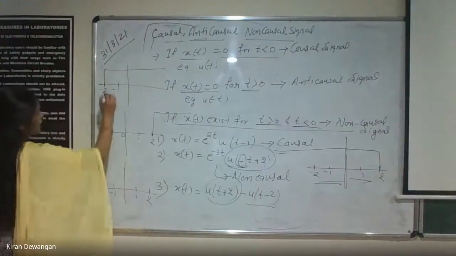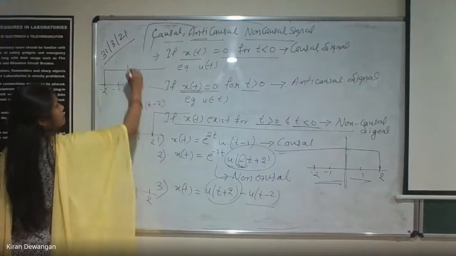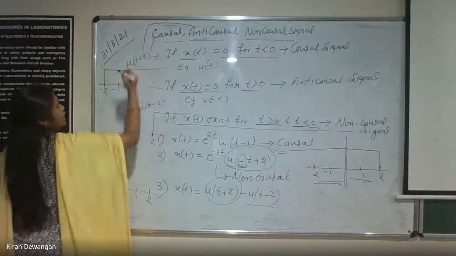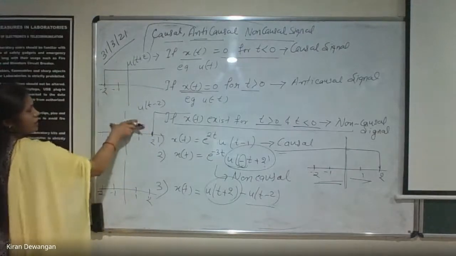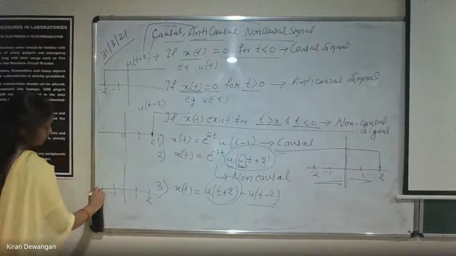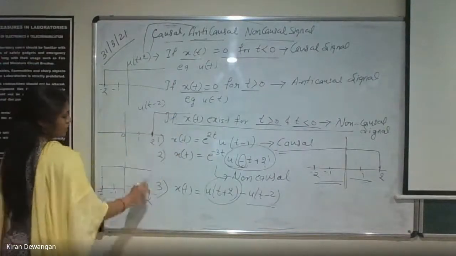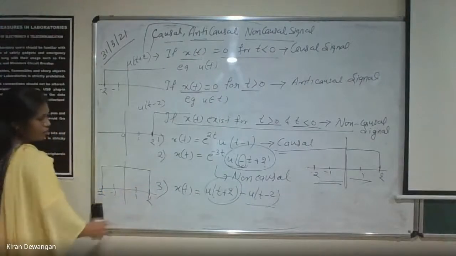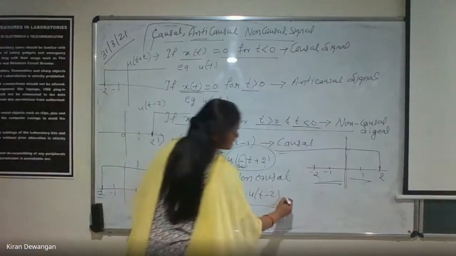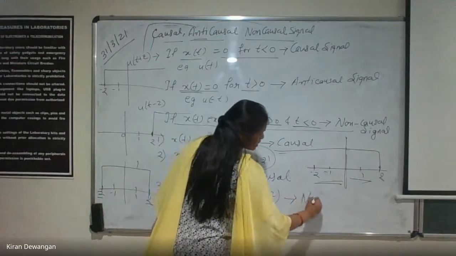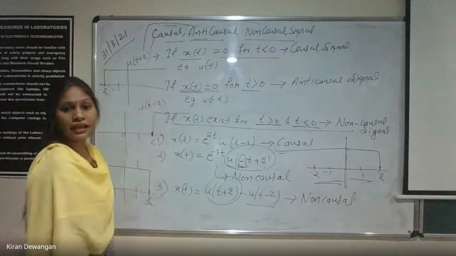It will start from here. This is u of t minus 2 and this is u of t plus 2. Now if we subtract these two, till 2 we don't have any plot here. This is 1, 1 minus 0 is just 1, so it goes like this up to here. After this it is 1 minus 1, which is 0. So it exists on both sides, from minus 2 to plus 2, and the value is 1, hence the signal is again non-causal.